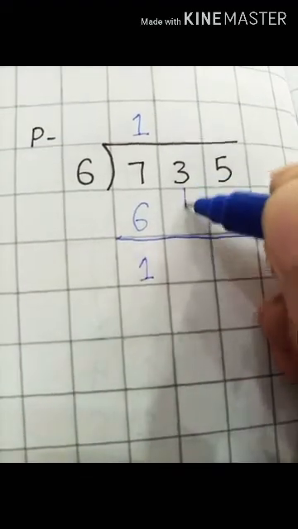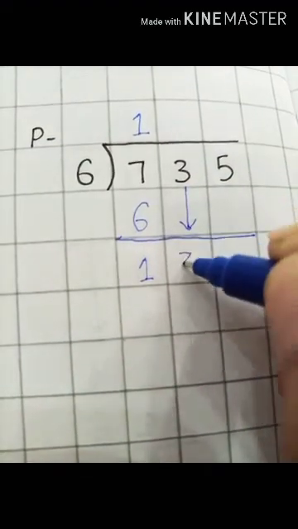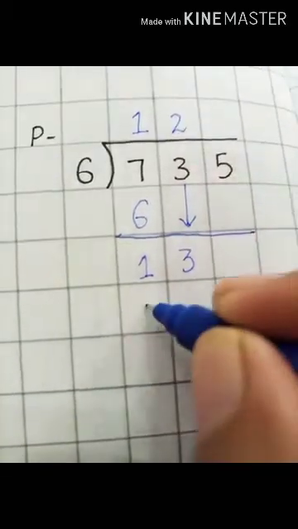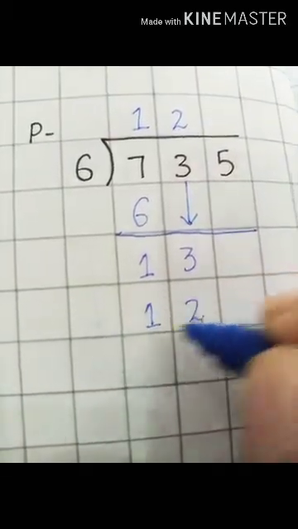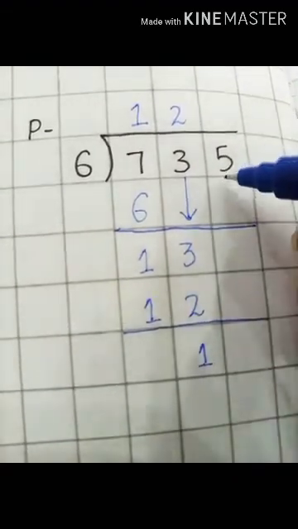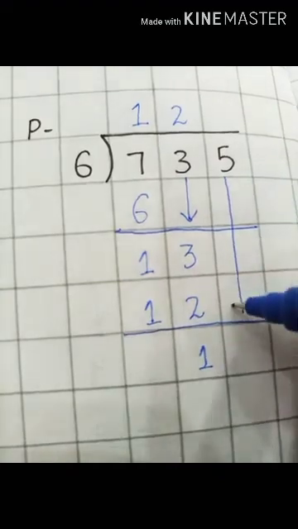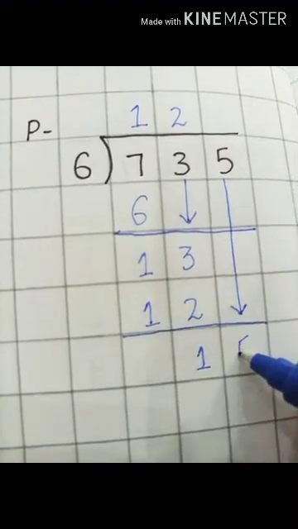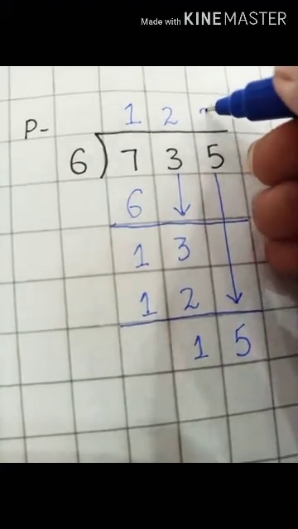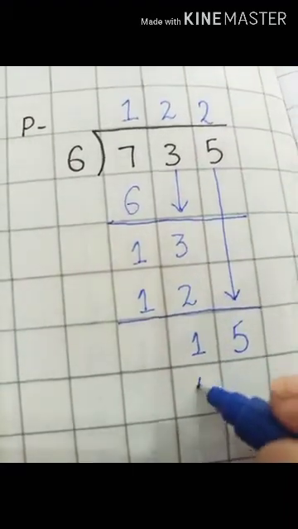1 is smaller, so we are taking this 3 down here. 6 2s are 12. Here I am writing the number 12. 3 minus 2 is 1. So bring this 5 down here because 1 is smaller than my divisor. This will become the number 15. 6 1s are 6, 6 2s are 12. So I am writing 6 2s are 12 here.